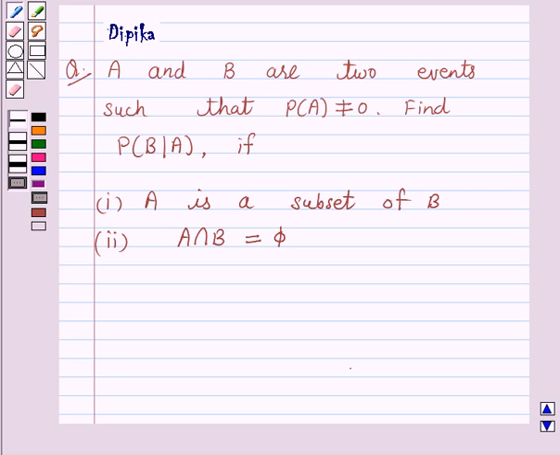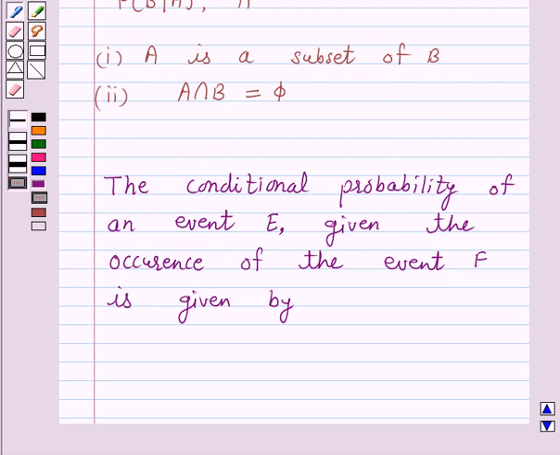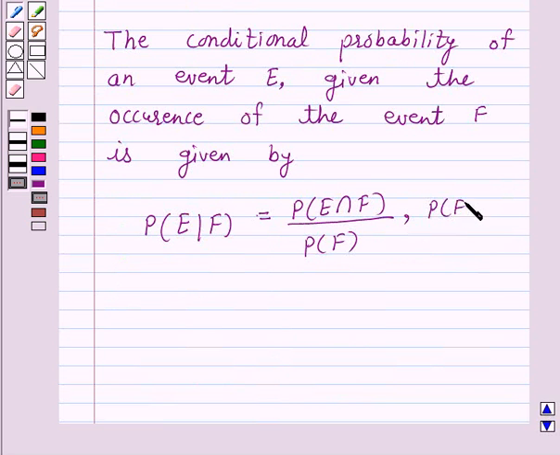Let's discuss a question which says A and B are two events such that probability of A is not equal to 0. Find probability of B upon A if A is a subset of B, and if A intersection B is equal to φ. Now we know that the conditional probability of an event E given the occurrence of the event F is given by probability of E upon F is equal to probability of E intersection F upon probability of F, provided probability of F is not equal to 0.